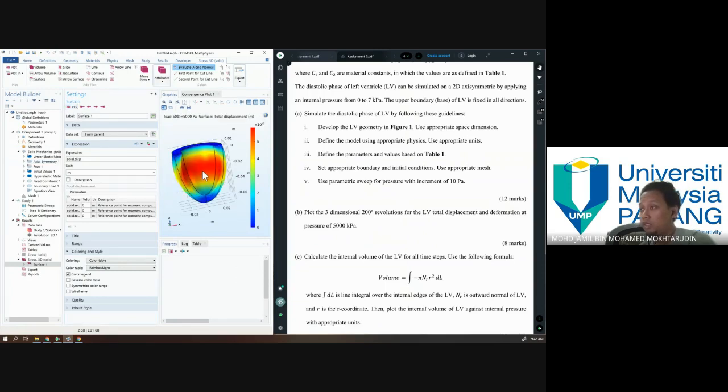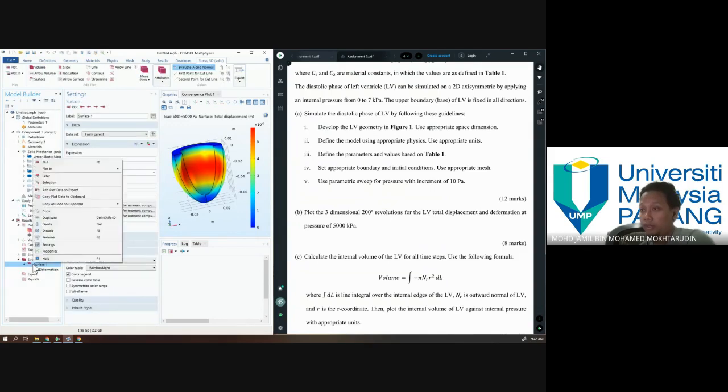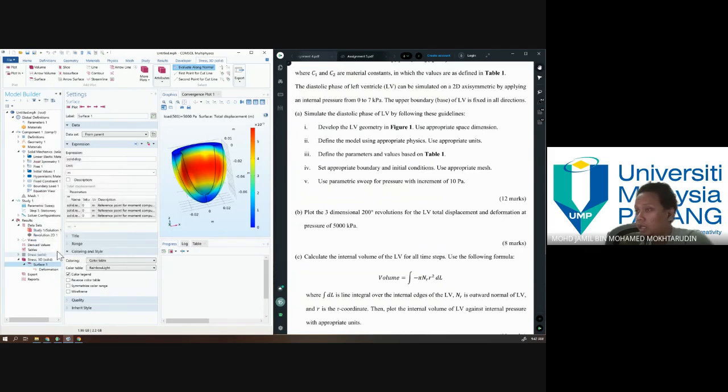Okay, so this is the displacement, and by default, it also plots the deformation. In case your console doesn't produce this deformation by default, you can just right click on the surface here, and there will be a selection for deformation. Okay, just click that one. So this is for question B.